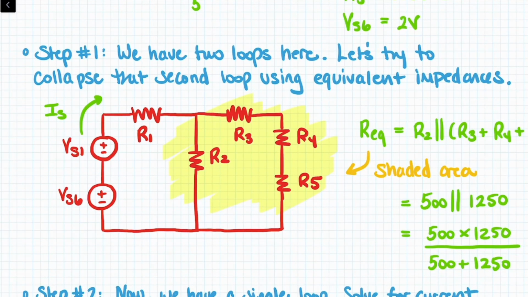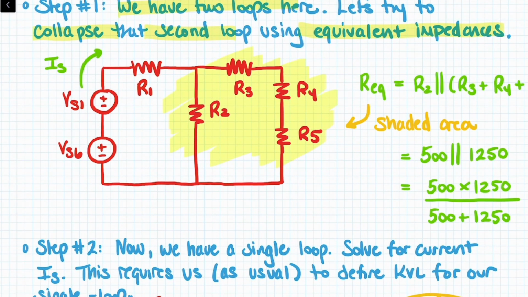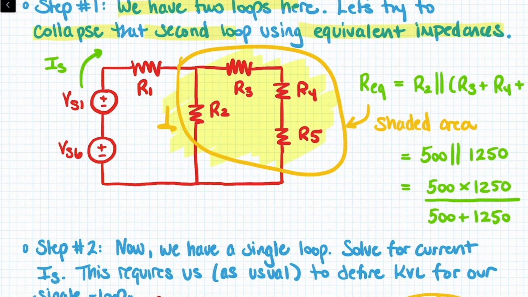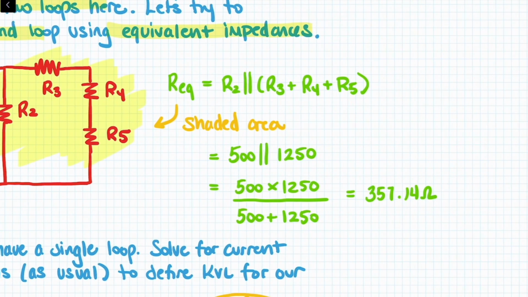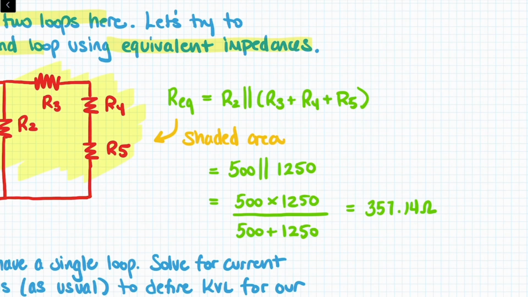We see we have 2 loops here. Let's find a way to simplify. Let's try to collapse that second loop using equivalent impedances. Now what we're doing is taking all this area that's highlighted in yellow, and we are going to represent it as a single resistor named R equivalent. Now what's going to be the value for that resistor? That's going to be demonstrated by the equation over here.